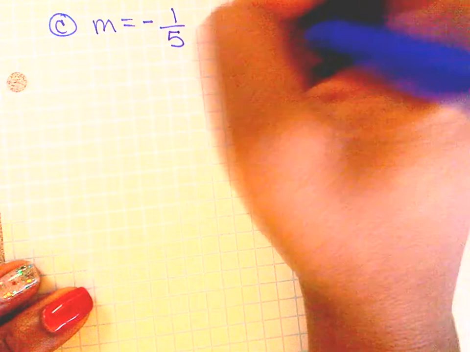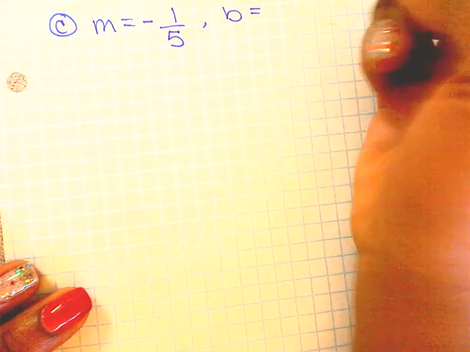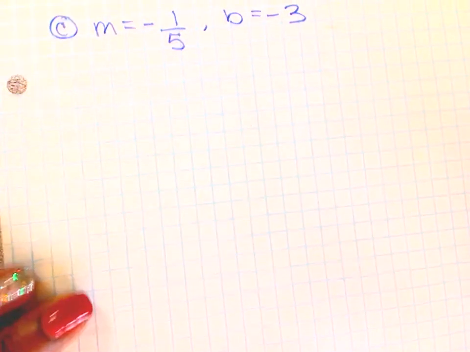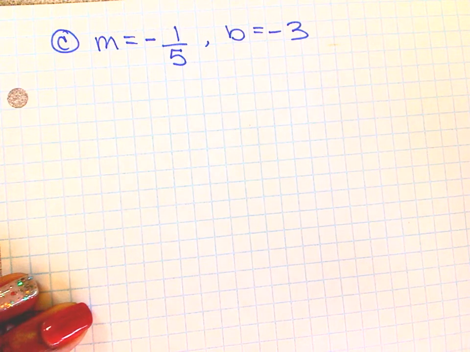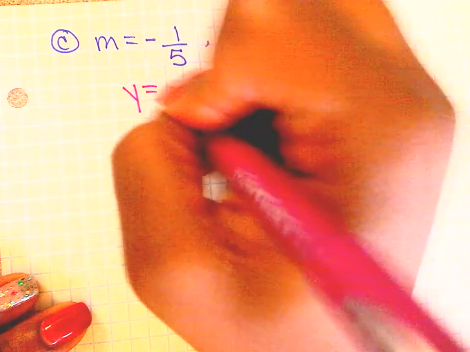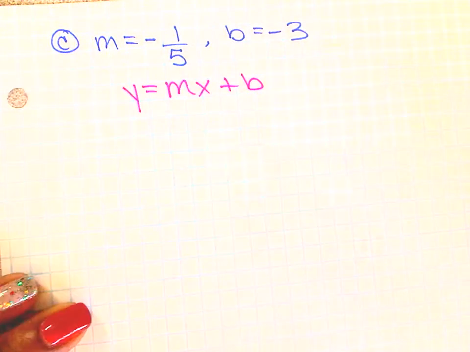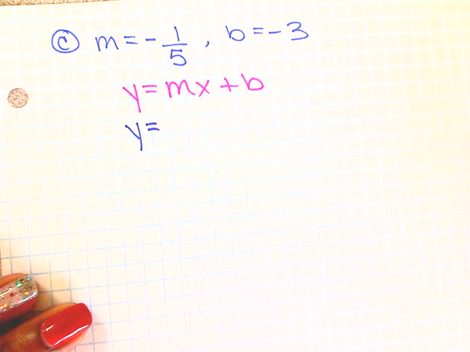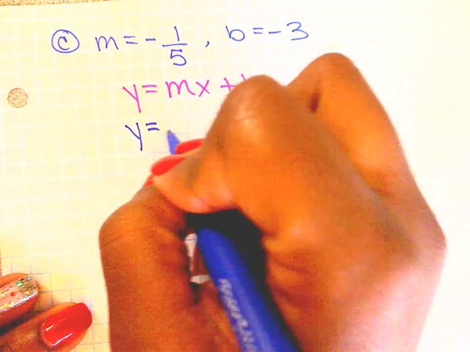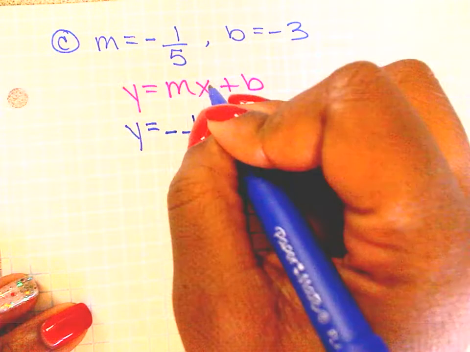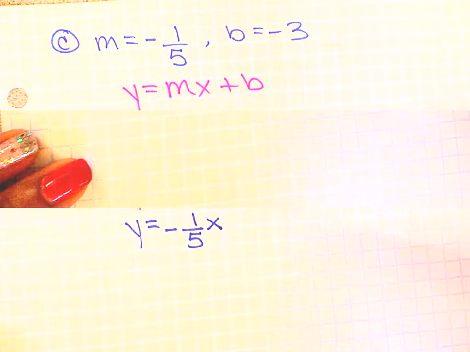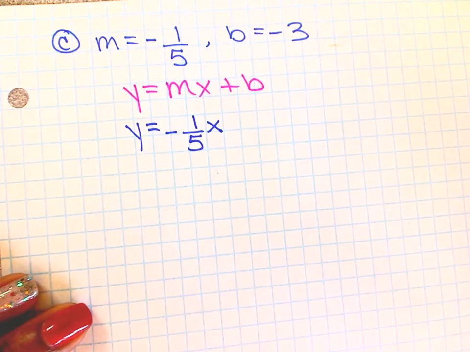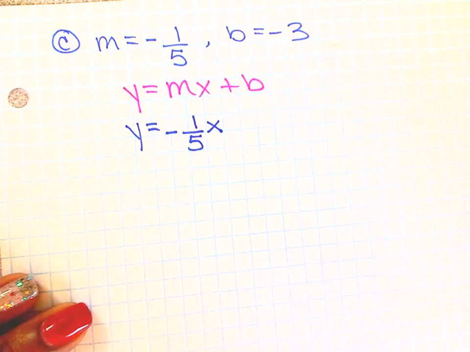M equals -1/5 and B equals -3. Again, write the equation first. Y equals mx plus b. Okay, so now I can substitute in what I need. Y equals m. M represents -1/5. Bring down my x. Plus b.